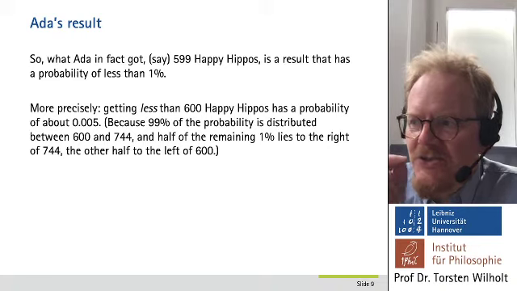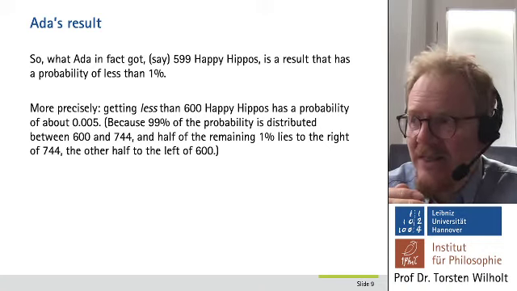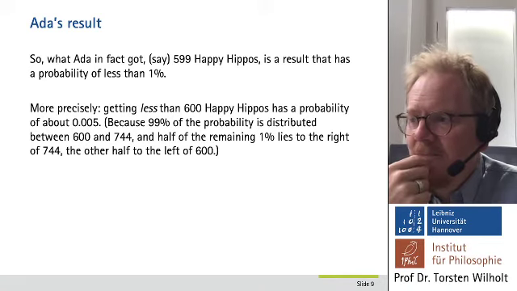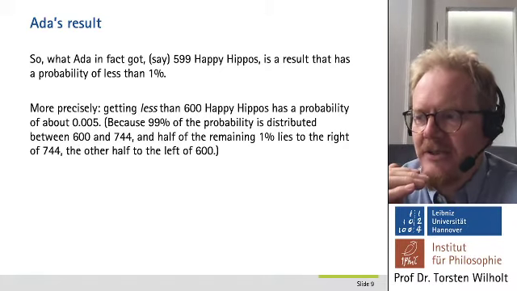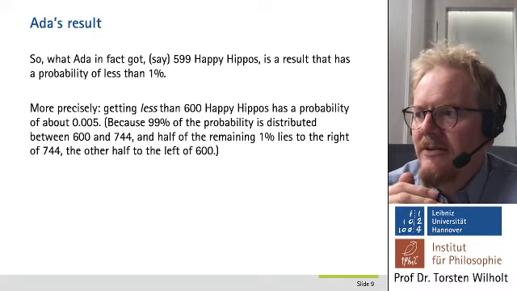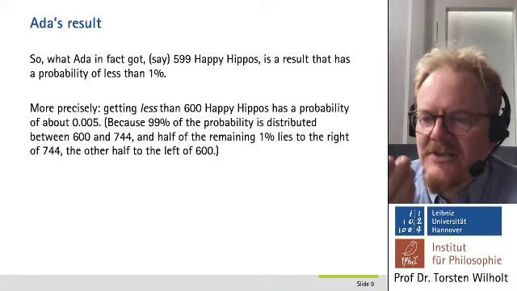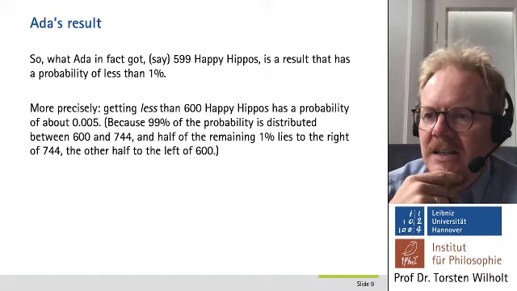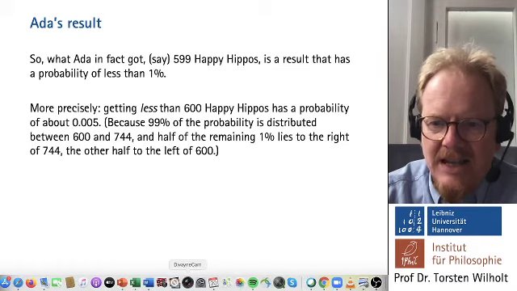So this is a 1 in 200 trials outcome, assuming that it's correct that there's a happy hippo in 1 in 7 surprise eggs. That's what that means in terms of the frequency interpretation. In the long run, if we keep doing these kinds of experiments, we will get a result of less than 600 only in 1 out of 200 trials, such trials as Ada has performed.